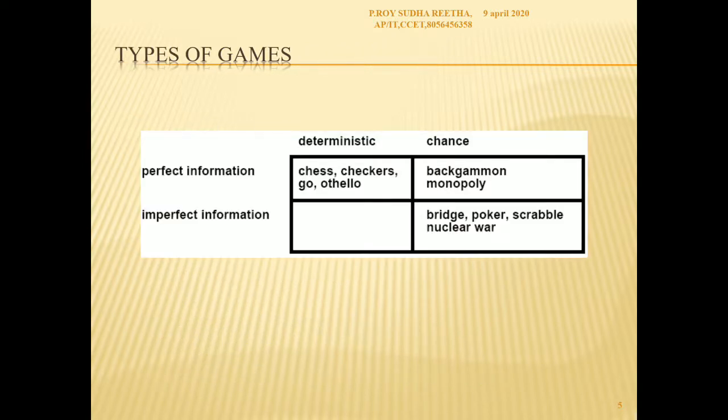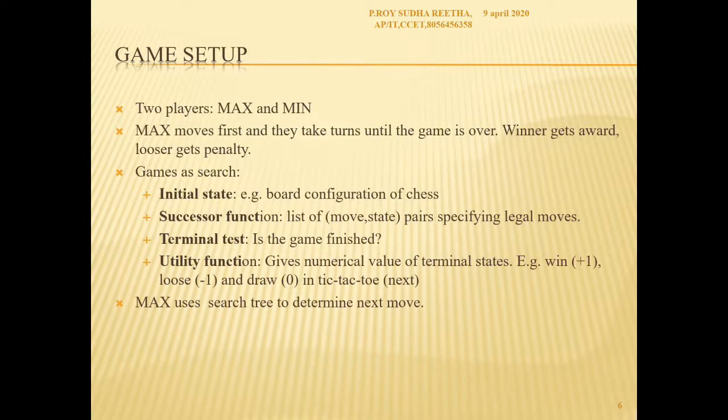Here we are going to make a comparison between deterministic and chance, and also perfect information and imperfect information. Deterministic games with perfect information include chess, checkers, Go, and Othello. Chance games with perfect information include backgammon and monopoly. And chance games with imperfect information include bridge, poker, Scrabble, and nuclear war. We are going to concentrate mostly on the deterministic type.